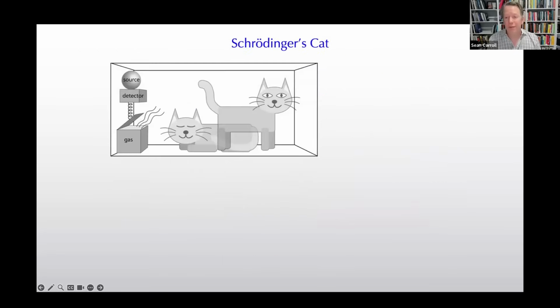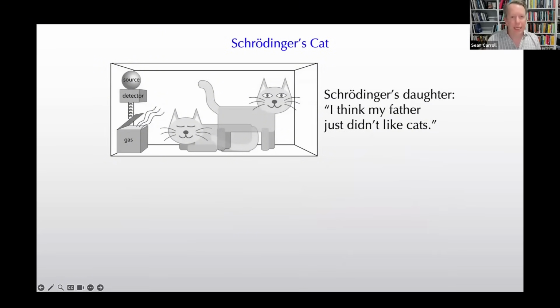To do that, we can invoke the thought experiment stylings of Erwin Schrödinger and the famous Schrödinger cat thought experiment. Now, Schrödinger's daughter once pointed out that she thinks her father just didn't like cats. So in the original Schrödinger's cat thought experiment, the cat is put in a superposition of alive and dead. But I am a cat person, so I'm going to put this cat in a superposition of awake and asleep.